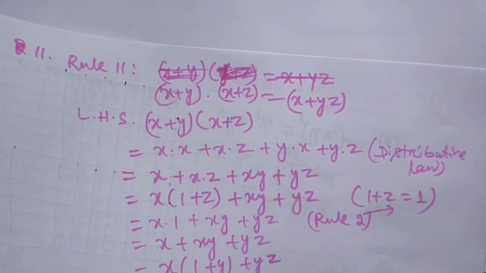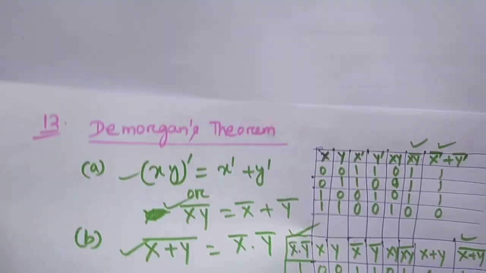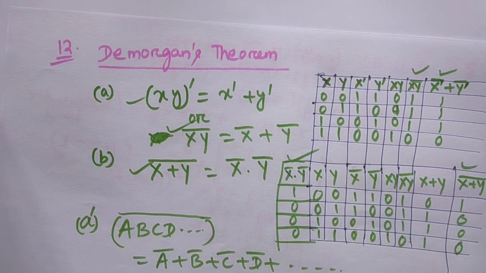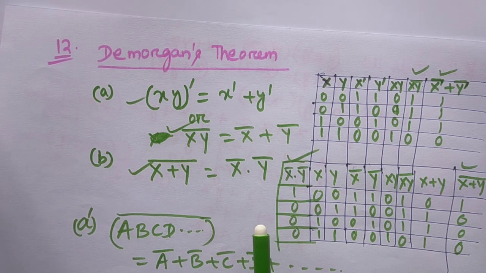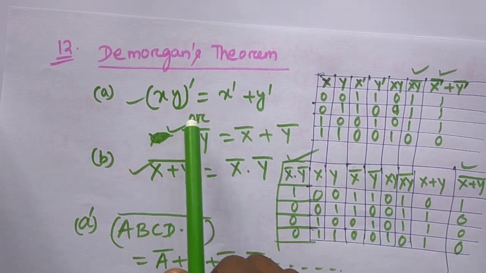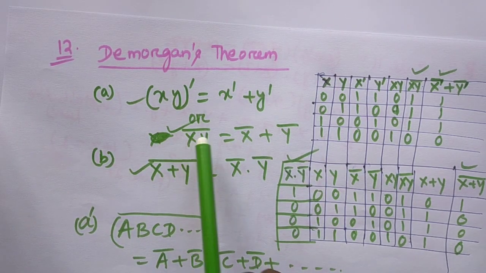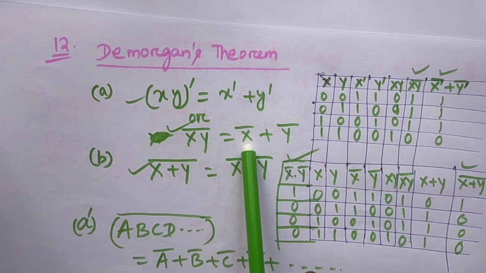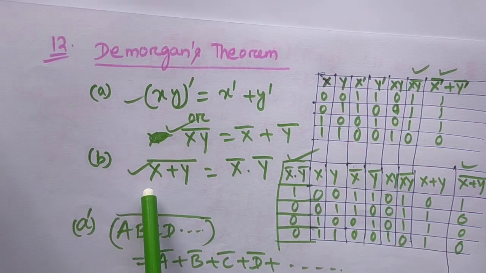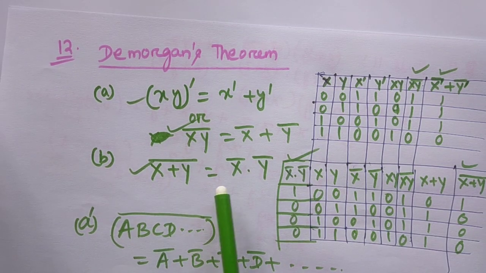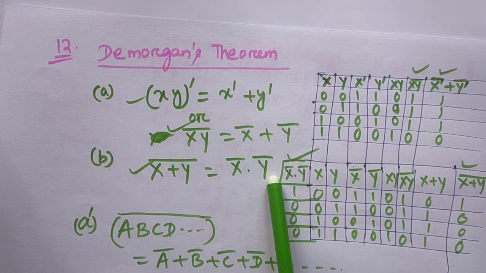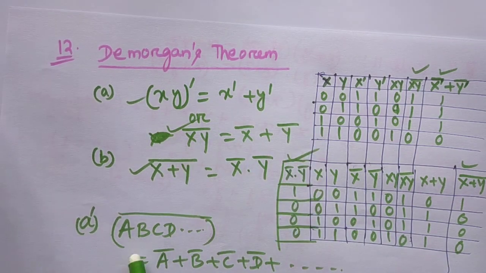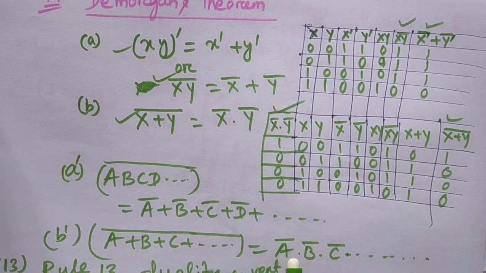And another important part is De Morgan's theorem, which is very important, because De Morgan's theorem is applied in different applications in Boolean algebra. We have to remember this part. Okay, so De Morgan's rule: the whole complement of x y is equal to x complement plus y complement, or the whole complement of x plus y is equal to x complement dot y complement. We have to remember this. Okay, and if there are a large number of variables, we have to define accordingly.